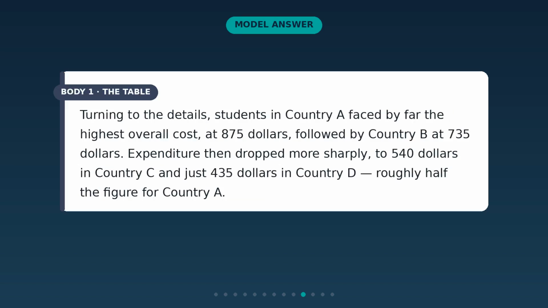Body 1, the table. Turning to the details, students in country A faced by far the highest overall cost, at $875, followed by country B at $735. Expenditure then dropped more sharply to $540 in country C and just $435 in country D. That is roughly half the figure for country A.